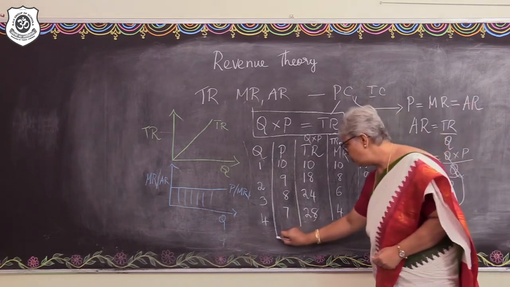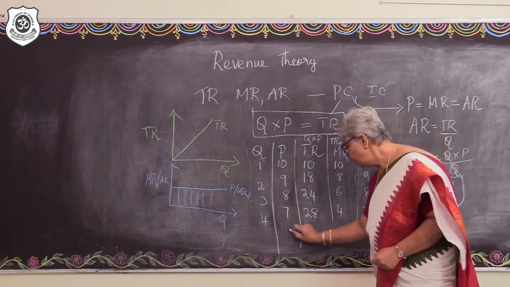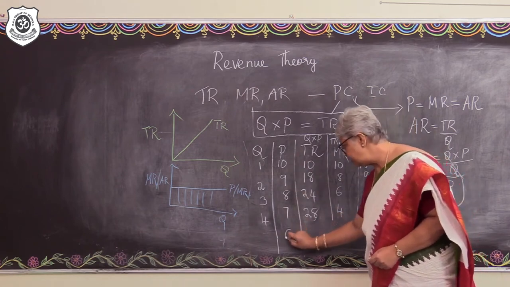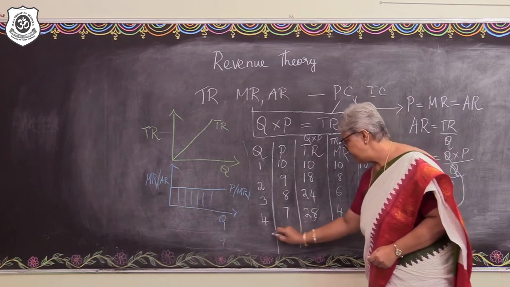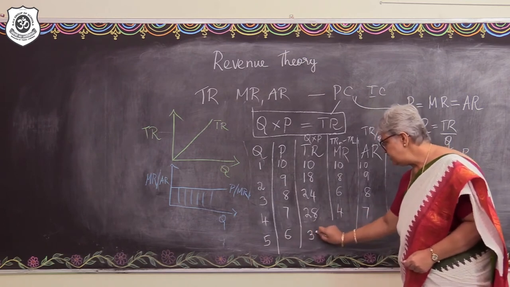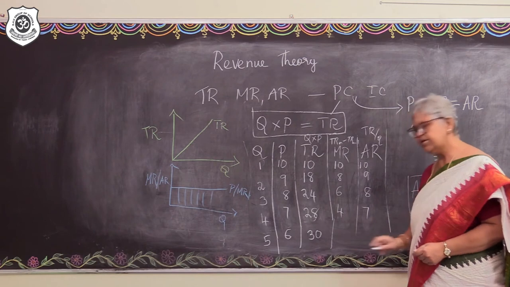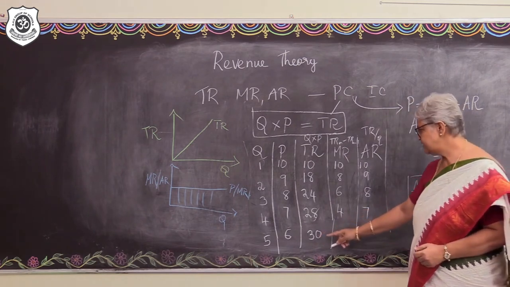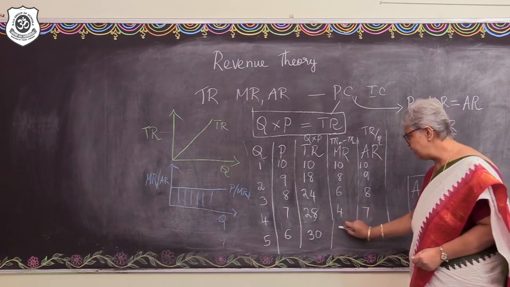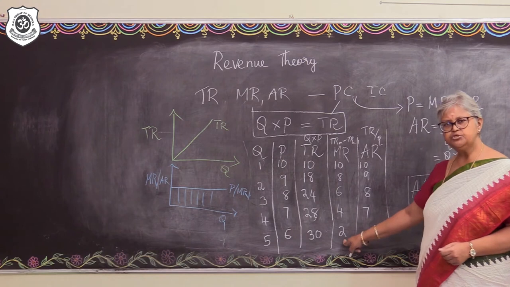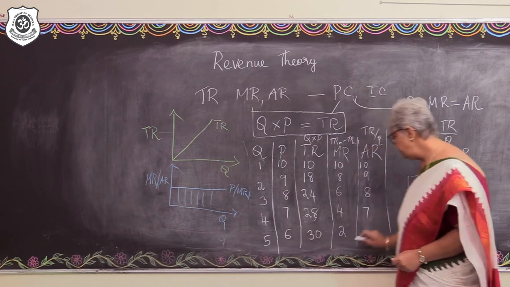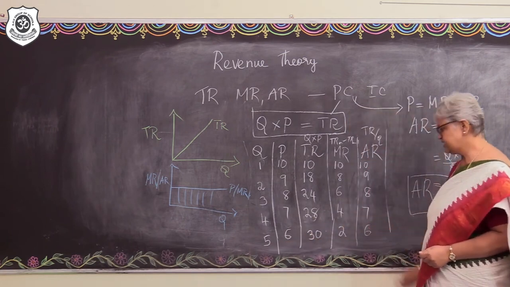Yes? Then, let's move on to the next one. One more reduction in the price. So, let's say that is going to be 6 and 5. So, the total revenue is going to be 30 in this case. Fine. And how about this? The change in the total revenue is 30 minus 28 and the marginal revenue will be 2. Yes. What about the average revenue? 30 divided by 5 and that is going to be 6.